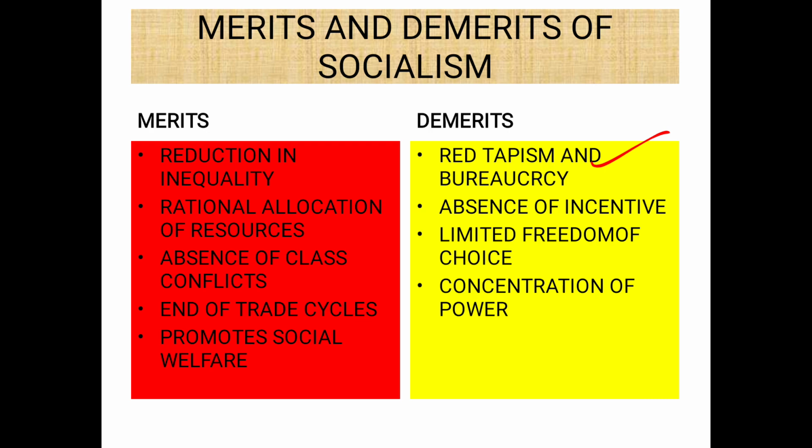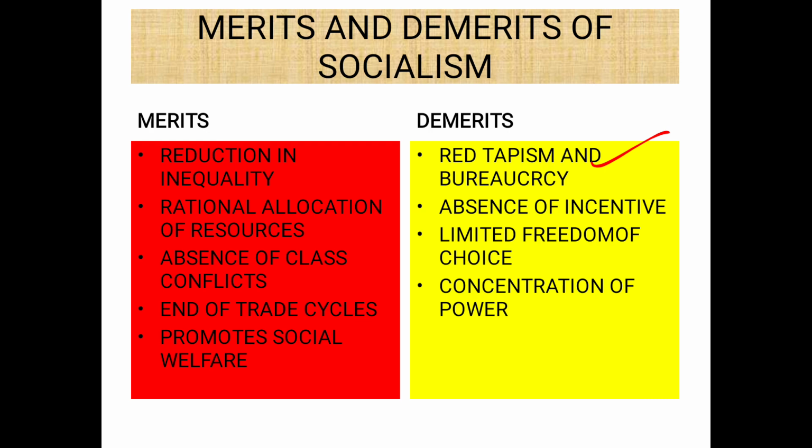What do you mean by red tapeism and bureaucracy? Since all decisions are taken by the government, what happens? Public may not like certain things. Sometimes the exploitation leads people to ask many questions. That is, people may not like certain decisions taken by the government.